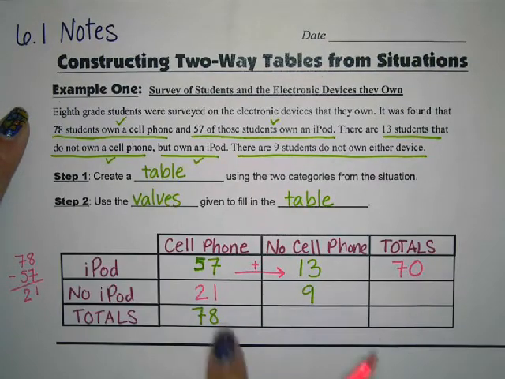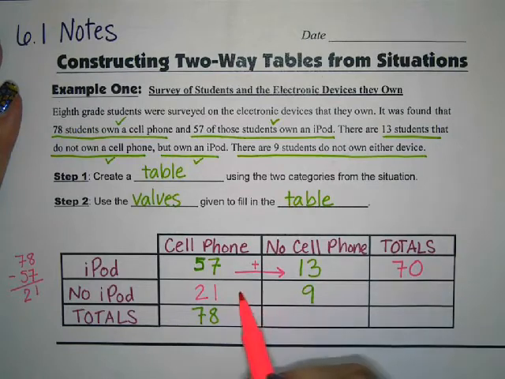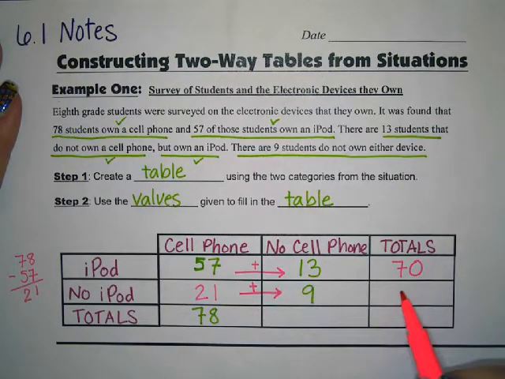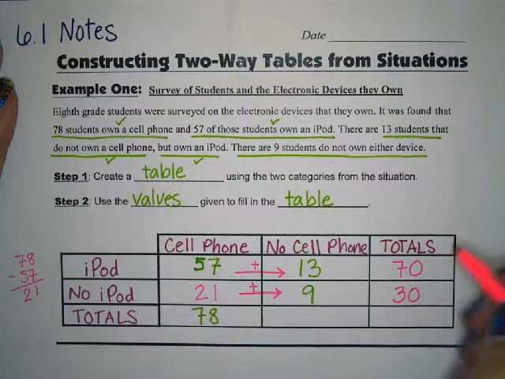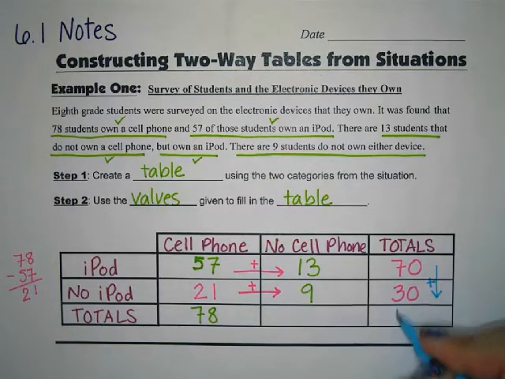Now that gave us enough information that we can find out the total of no iPod users. So again, we're working this way, adding these up, so we get a total of 30. Now that gave us enough information to find out the entire total amount of people surveyed. Because we know our total iPod and no iPod, if we go downward, we can add these up and we can get 100 people were surveyed.